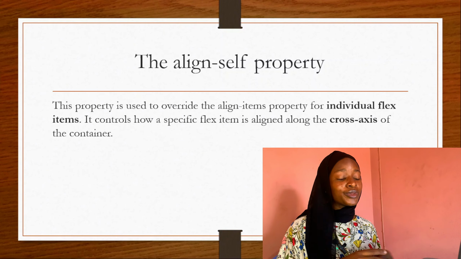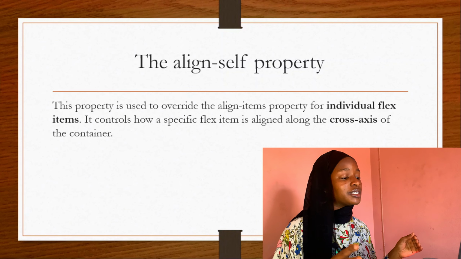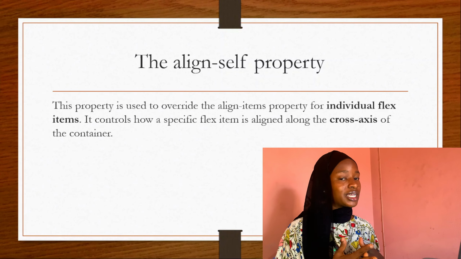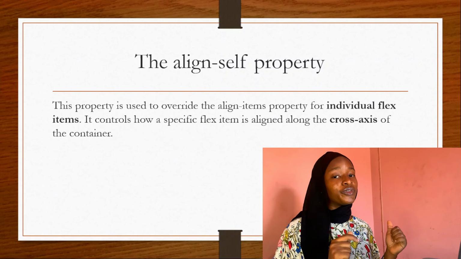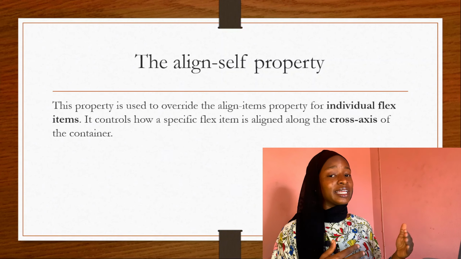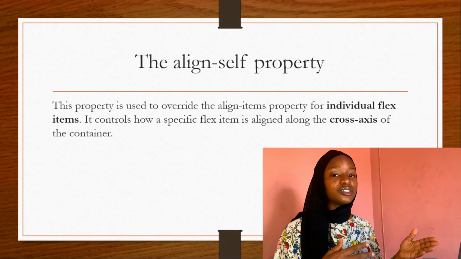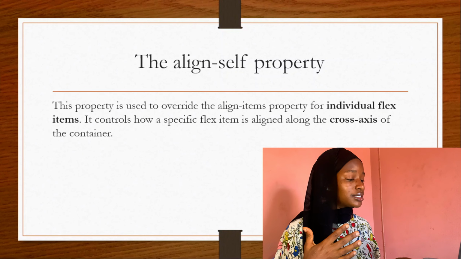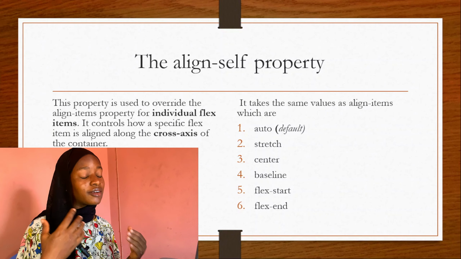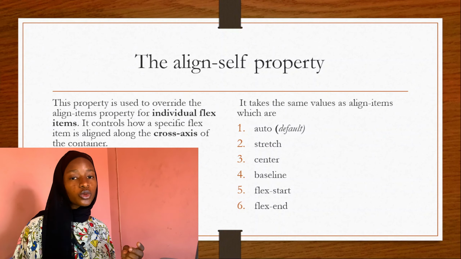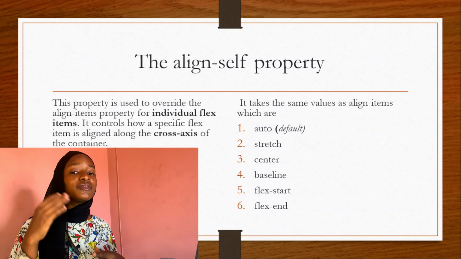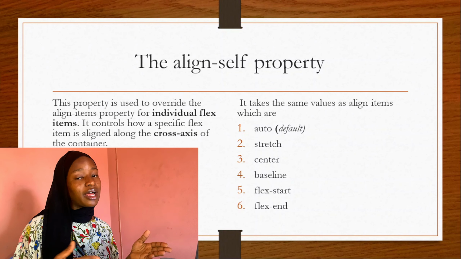We have the align self property. This property is used to override the align items property for individual flex items. So it controls how a specific flex item is aligned along the cross axis of the container. We checked out align items previously, but if a particular flex item decides to have a different value for the align items, you can use align self and change the value for the position on the cross axis. So it takes in the following values: auto, stretch, center, baseline, flex start, and flex end, just like align items. But auto means it is going to take the value for the align items of the parent element. So if the align items was stretch, the align self will also be stretch.